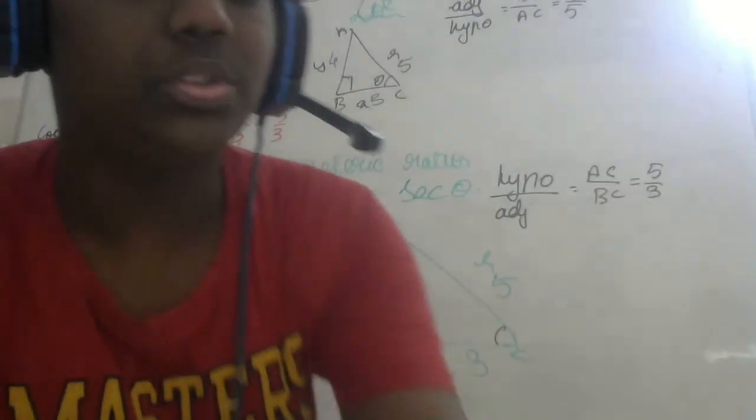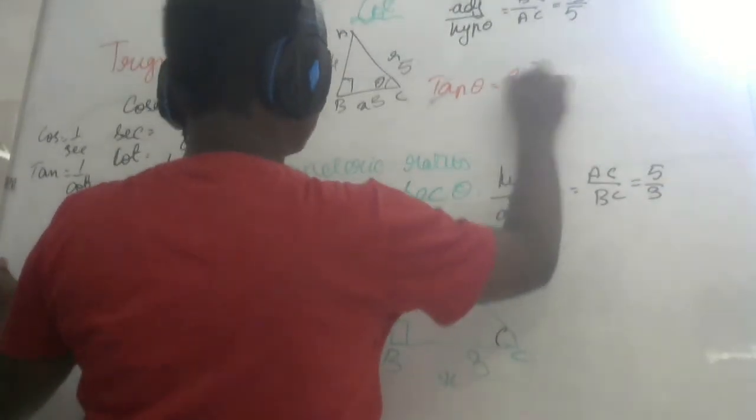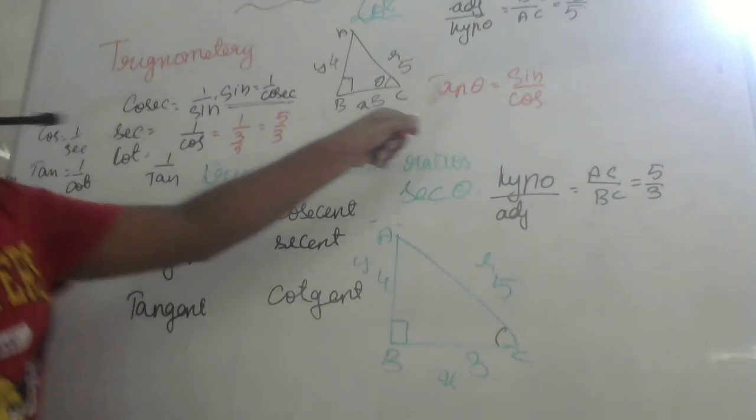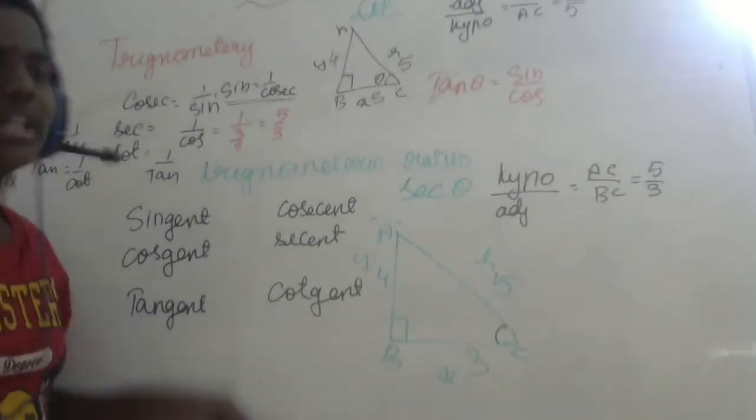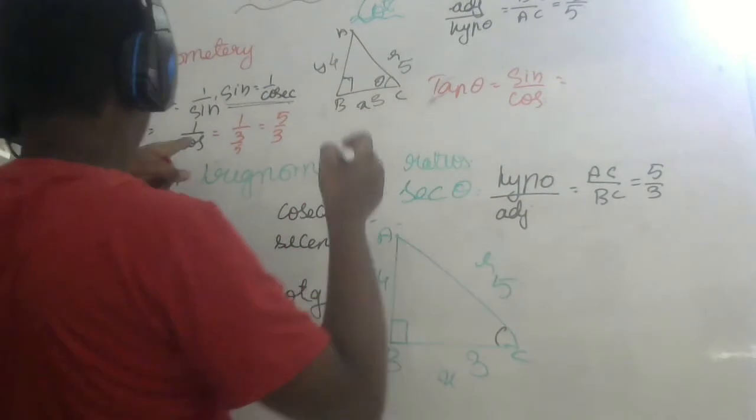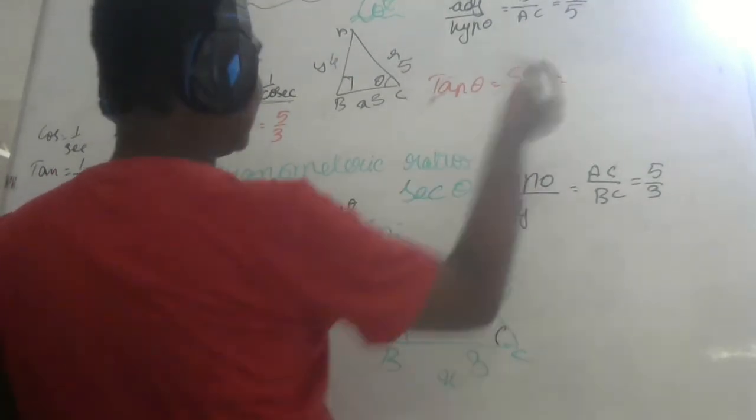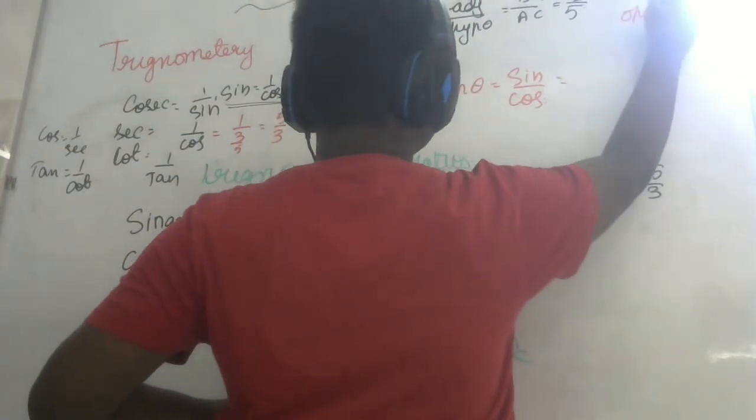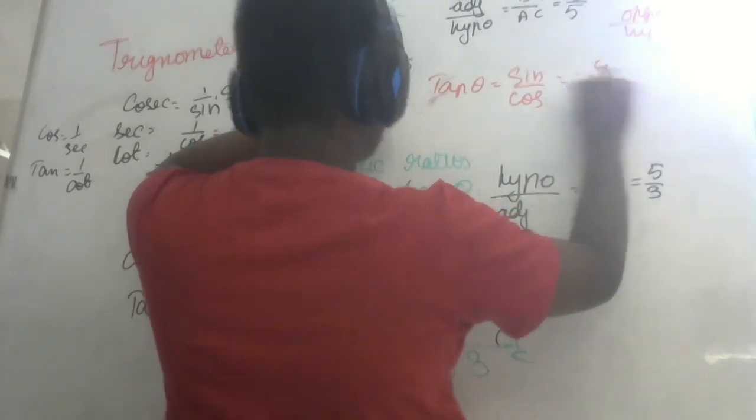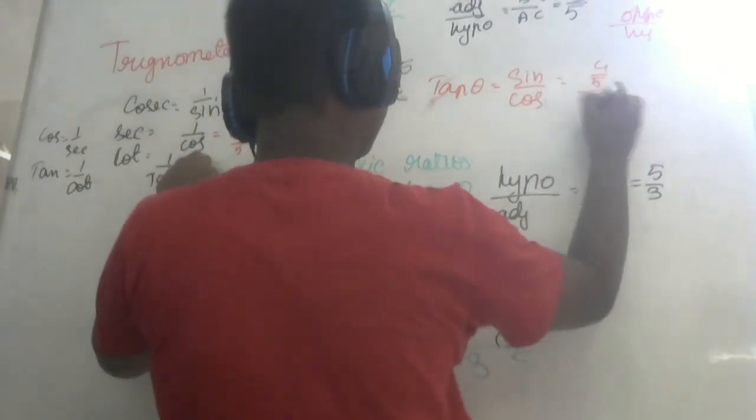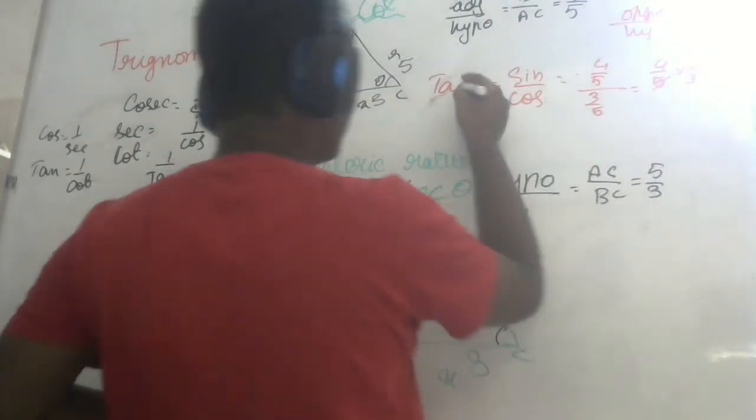Now I wanted to tell you another thing. Tan theta can also be represented as sine by cos. If you have cos and sine values and they ask to find tan, just divide. Now let me see, I don't have the value of sine. Sine means opposite side by hypotenuse, which is 4 by 5, whole by cos value, which is 3 by 5. 4 by 5 into 5 by 3 is 4 by 3.